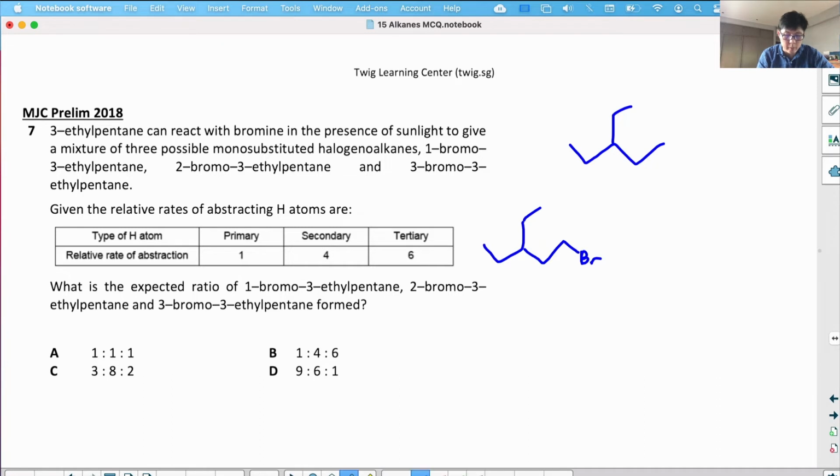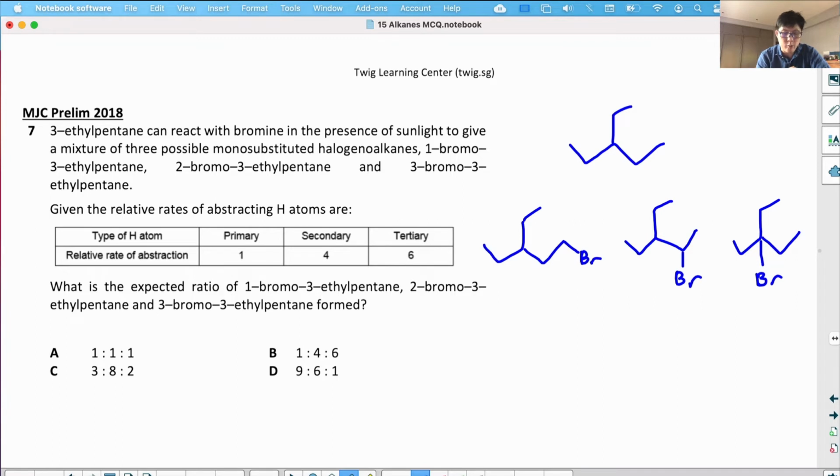The second one will be 2-bromo-3-ethylpentane, which means it looks like this. This is Br over here, right? I hope you get that. And the last one is 3-bromo-3-ethylpentane, so it should look like this. The Br is over here, okay? So these are the possibilities, right?